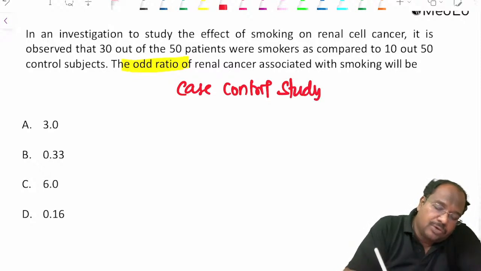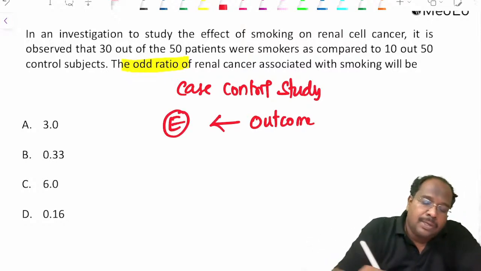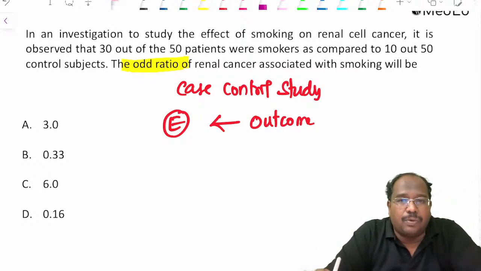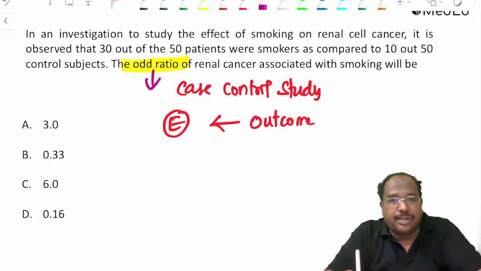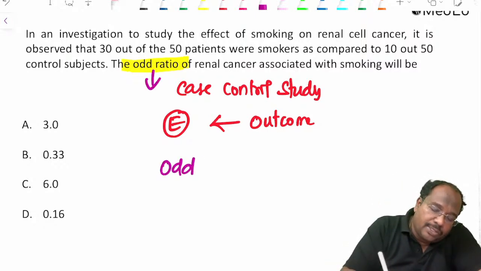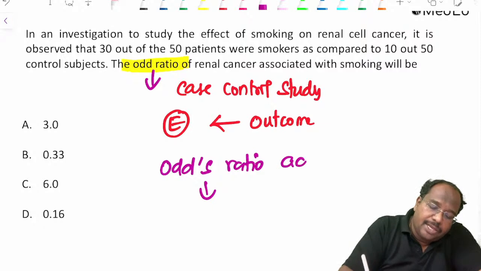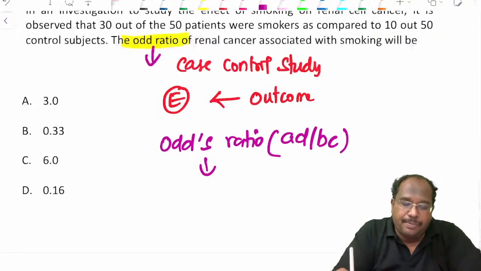A case control study goes from outcome to exposure. Now, the question they are asking is the odds ratio. What is the formula for odds ratio? The formula for odds ratio is AD by BC.